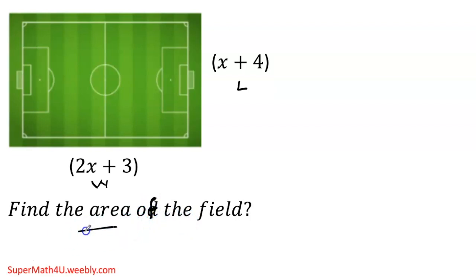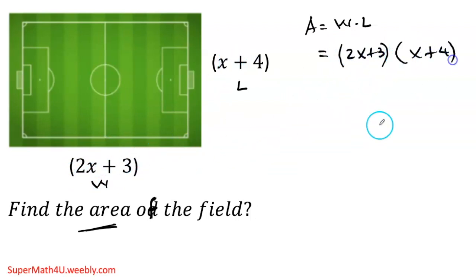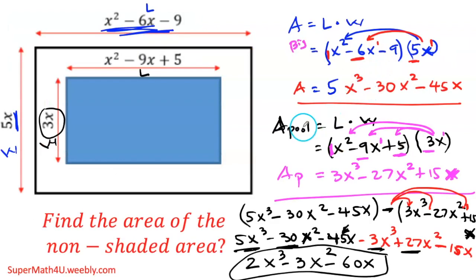Area of a rectangle. Area is width times length, or base times height, the same thing. I call this the width, so I'm going to have 2x plus 3, and the length x plus 4. The only reason that I'm doing this type of problem is because I'm showing you how to multiply a binomial with a binomial. Remember, 2 terms times 2 terms.